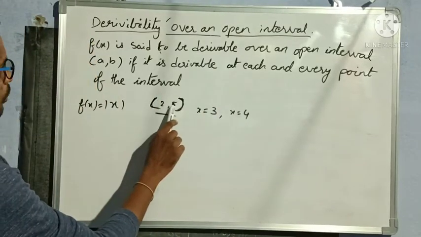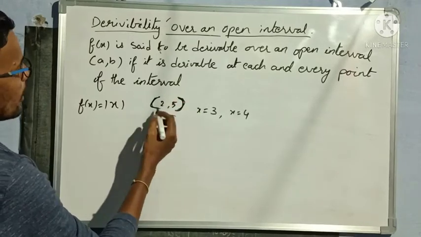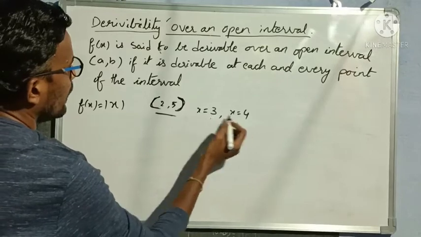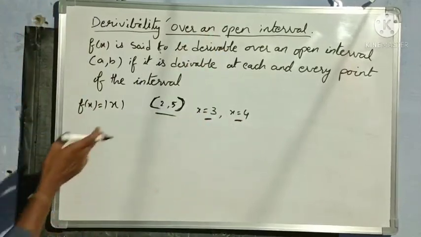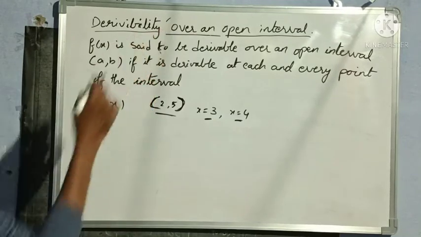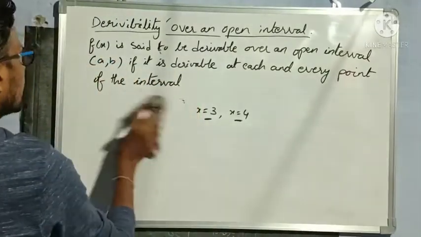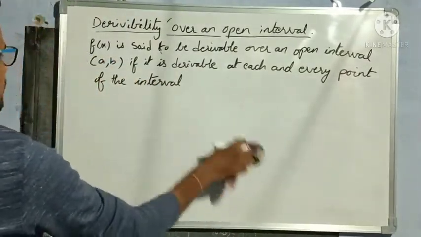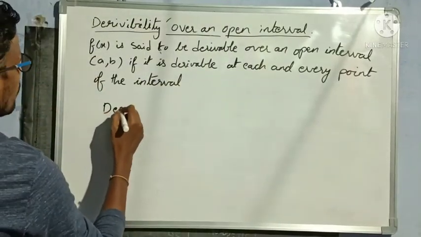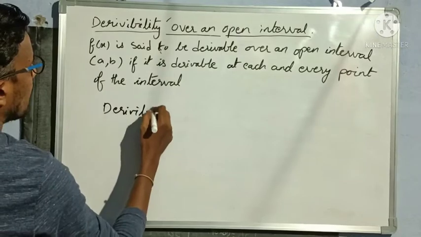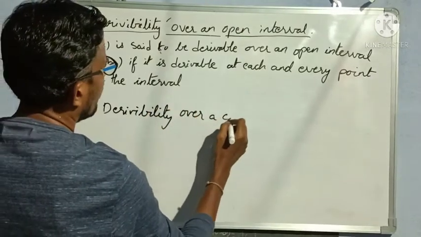Means in between these two. For suppose I am taking 2 and 5 as the example now. My open interval is 2 comma 5. In between these two, what are the numbers? Middle numbers 3 comma 4. Means at x is equal to 3 and x is equal to 4 this function should be derivable. Then only we can say that this function is derivable at that given open interval. Okay. That is the meaning of the sentence. Let us understand this with our examples. Now just listen, that's all. Okay. Now derivability over a closed interval.